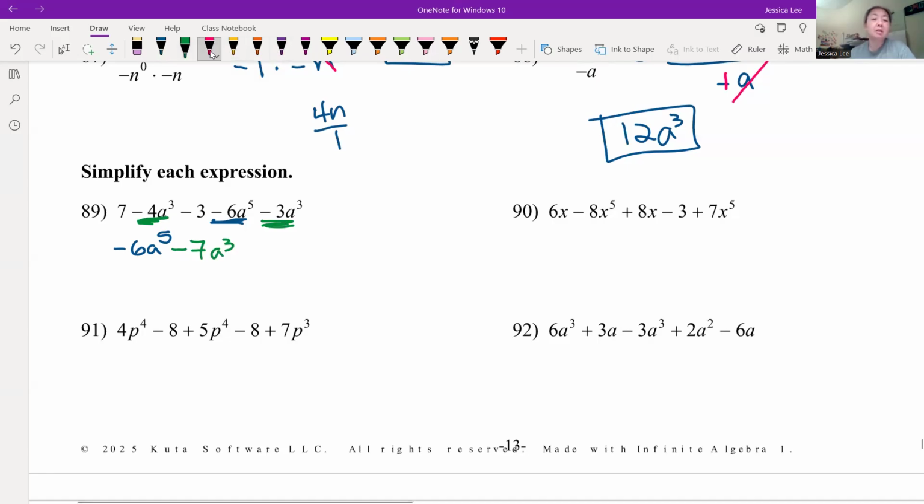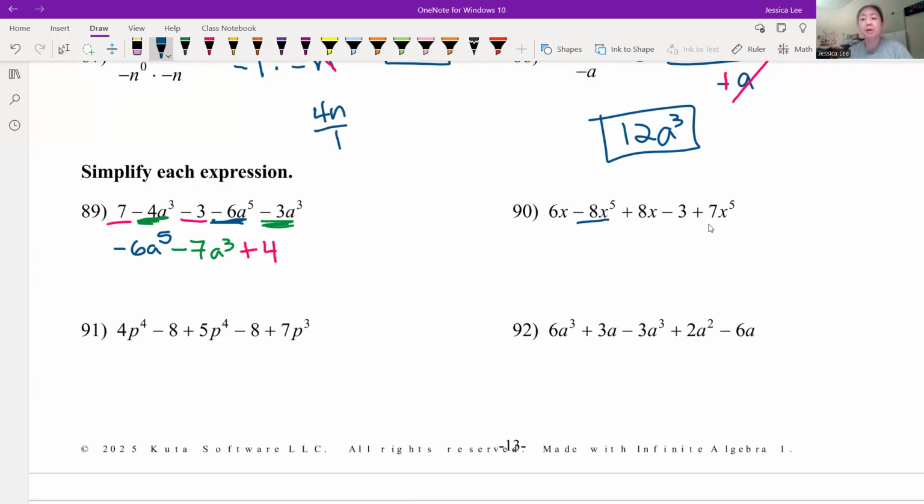Okay, and then the last thing that I see here is this minus 3 and 7. 7 minus 3 is positive 4. Right? Do you see how they're all in order? All right, number 90. Look, we're already at 90. Okay, again, we're going to highest exponent.